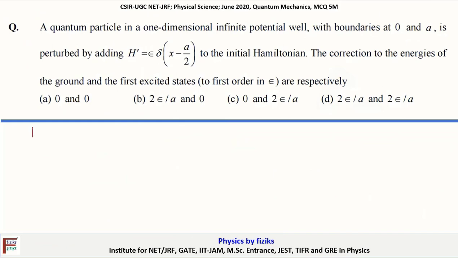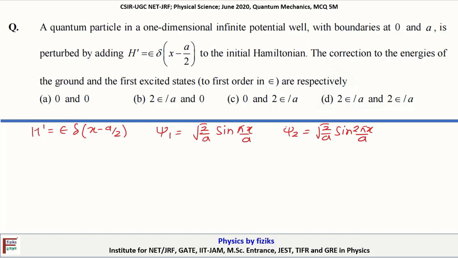In this problem, we have been provided a perturbed potential in the form of a Dirac delta function. The question is asking to determine the first order correction for the ground state or excited state. So the ground state wave function would be root 2 by a sin(pi x by a), and psi 2 would be root 2 by a sin(2 pi x by a).